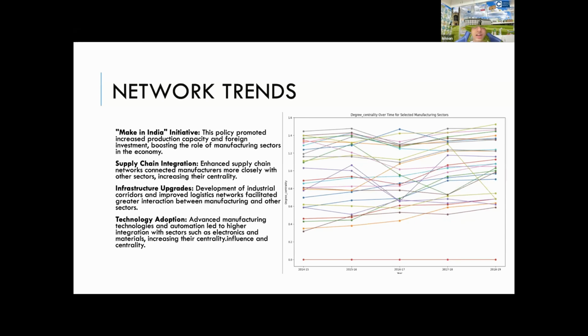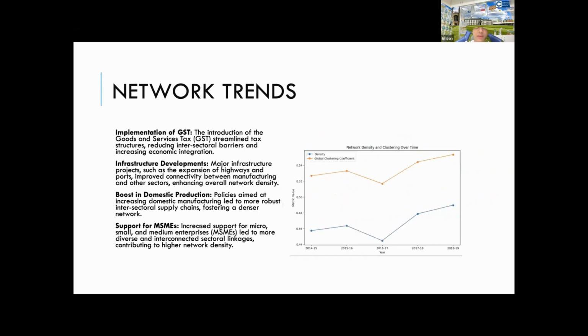Then supply chain integration. Enhanced supply chain networks connected manufacturers more closely with other sectors, increasing their centrality. Infrastructure upgrades, development of industrial corridors and improved logistics networks facilitated greater interaction between manufacturing and other sectors. And lastly, technology adoption. Advanced manufacturing technologies and automation led to higher integration with sectors such as electronics and materials, increasing their influence and centrality, basically.